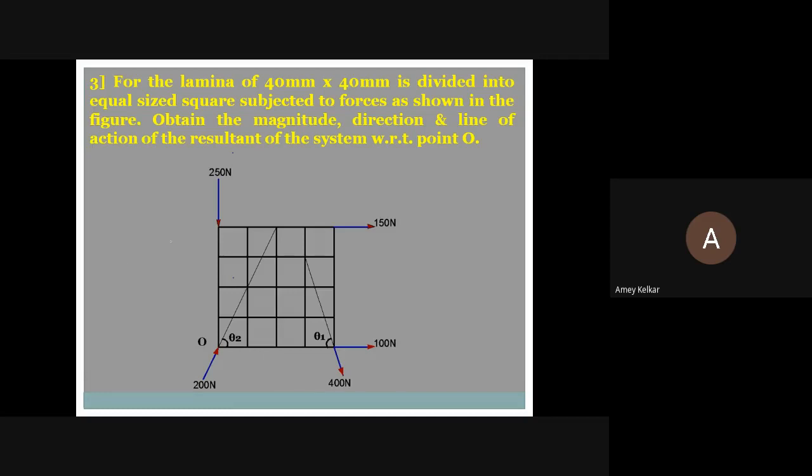So what they have given here is a square lamina of size 40 mm, means this is 40 mm, and this height is also 40. Now they have equally divided it into squares. So as it is divided into 1, 2, 3, 4 squares, each square will be of size 10 units.